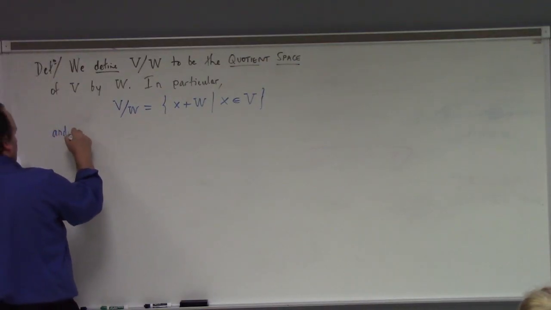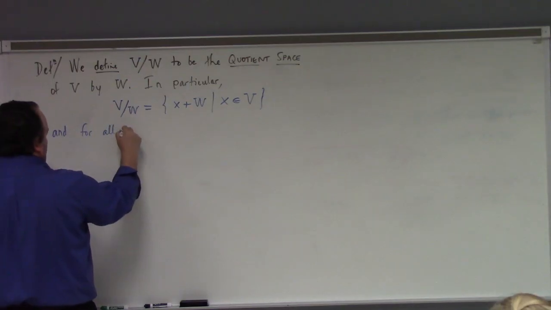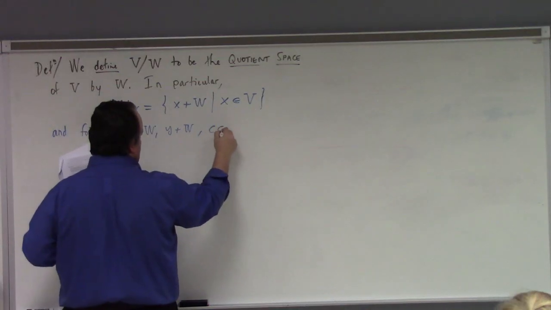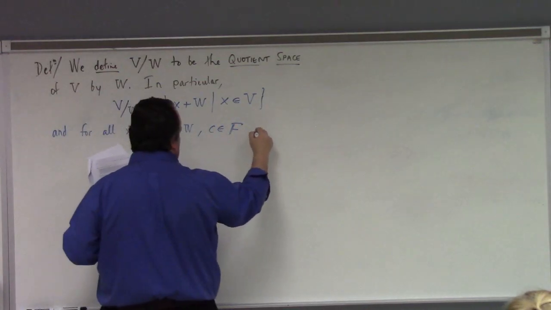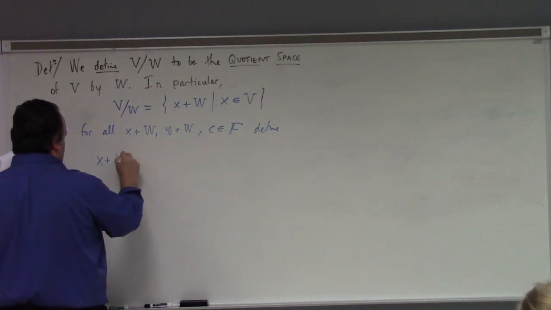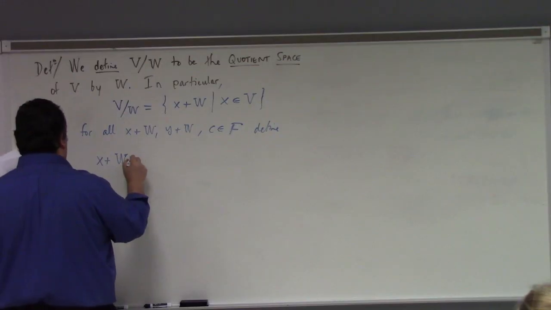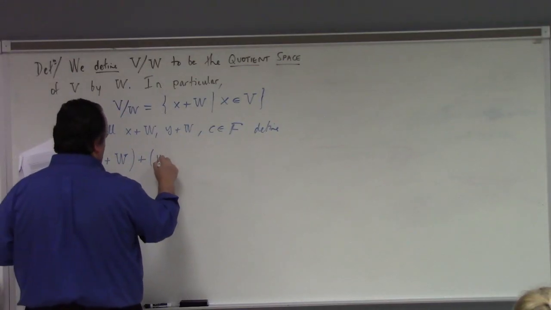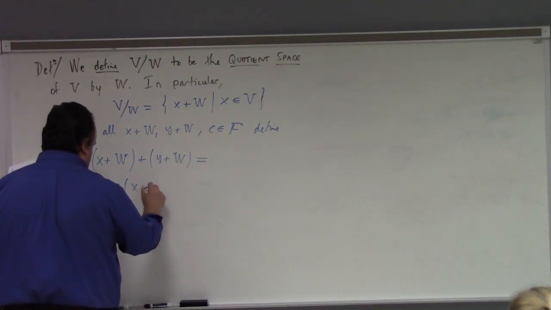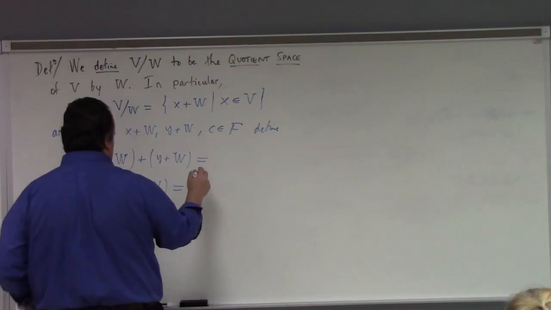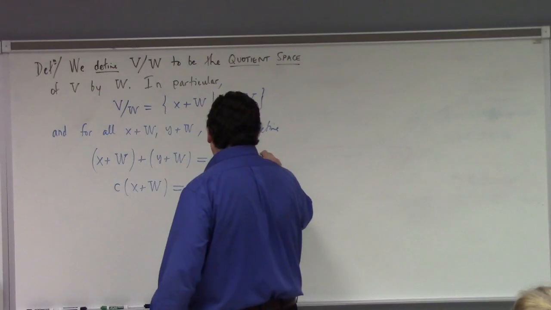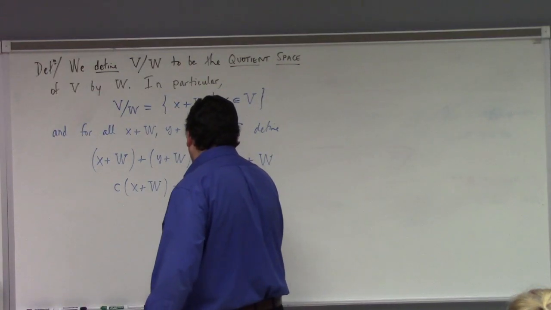And for all x plus W, y plus W, and c in the field, define x plus W, parentheses here, plus y plus W, and c times x plus W equal to, we simply add the representatives, x plus y plus W, right? And cx plus W.